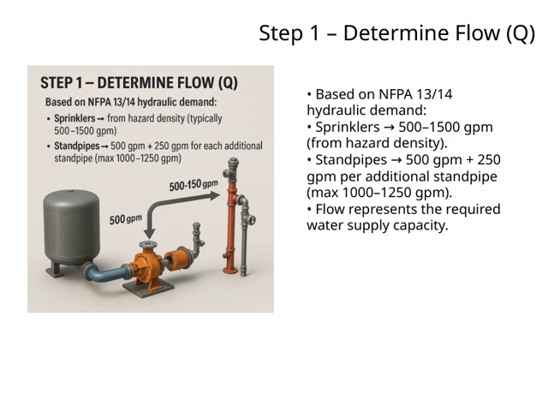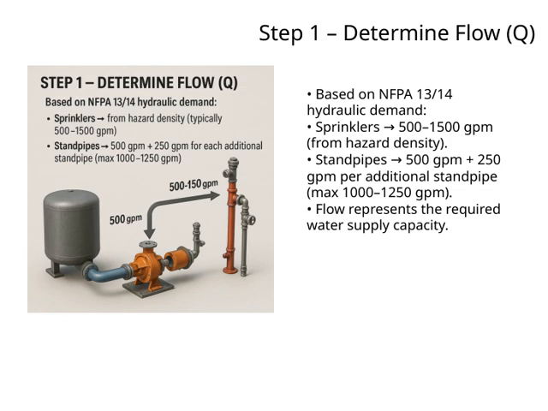For standpipes, the required flow usually begins at 500 gallons per minute, but if you have multiple standpipes, you add about 250 gallons per minute for each additional one. Keep in mind, there's a maximum flow, which generally falls between 1,000 and 1,250 gallons per minute.